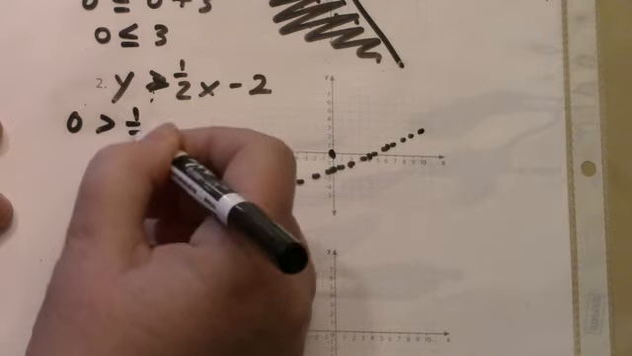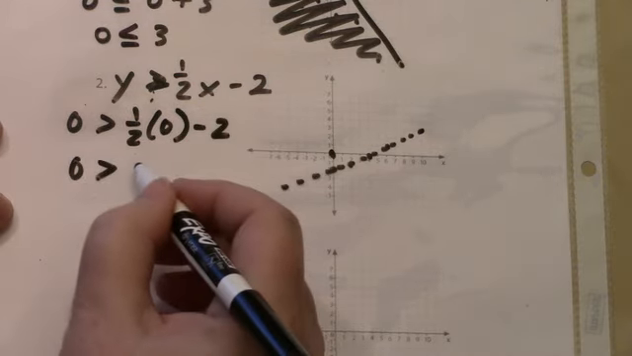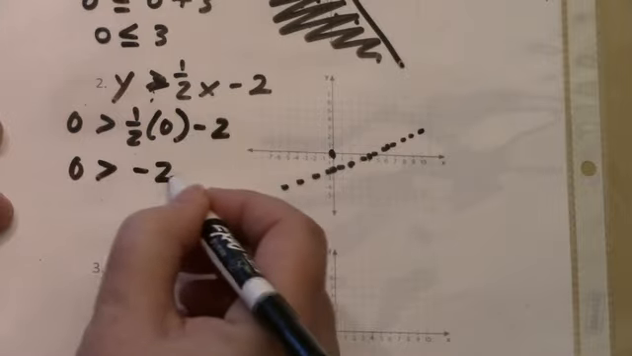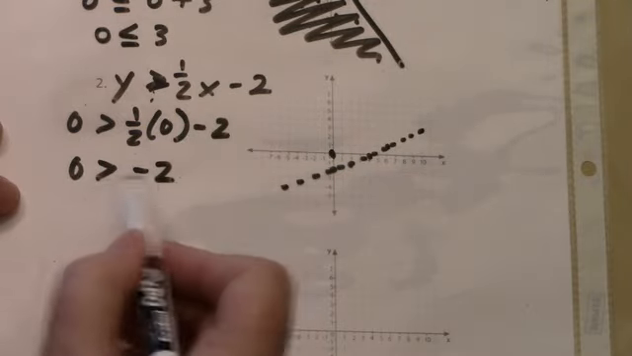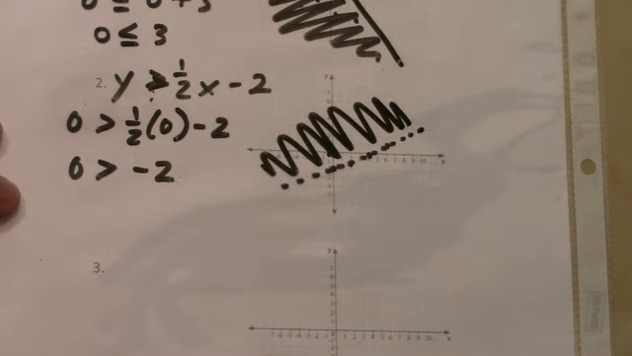Is 0 greater than 1/2 times 0 minus 2? 0 greater than 0 minus 2, which is negative 2. Is 0 greater than negative 2? Yes. That means everything up here is going to be shaded.